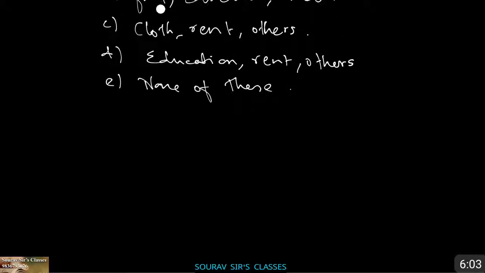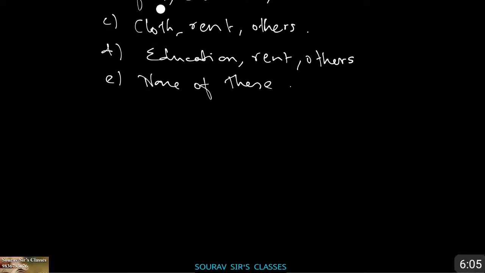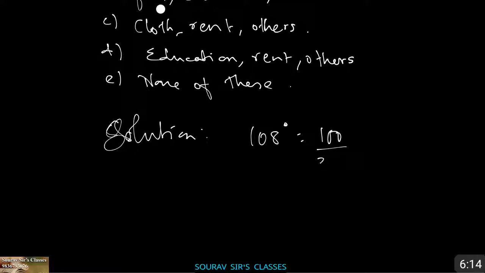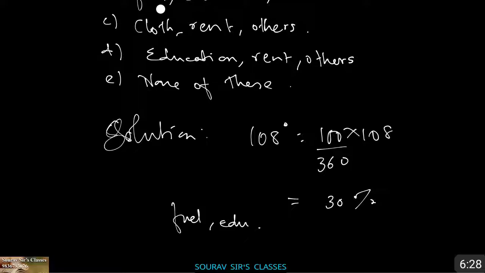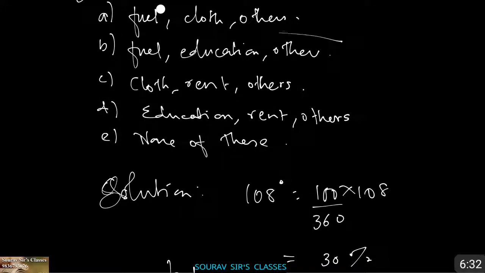So, we know that 360 degree is equal to 100%. So, 108 degree is 100 divided by 360 into 108, which is equal to 30%, which is the expenditure made by fuel, education, and others. So, our answer is option number B.